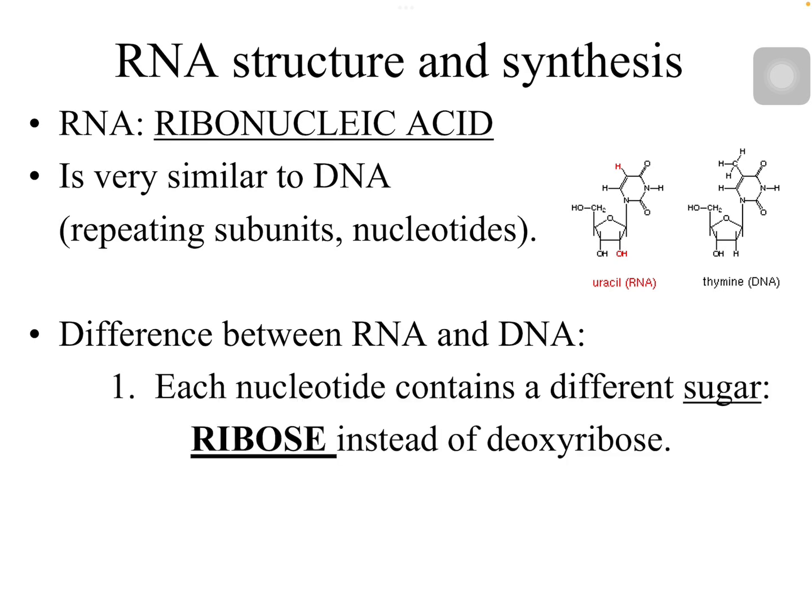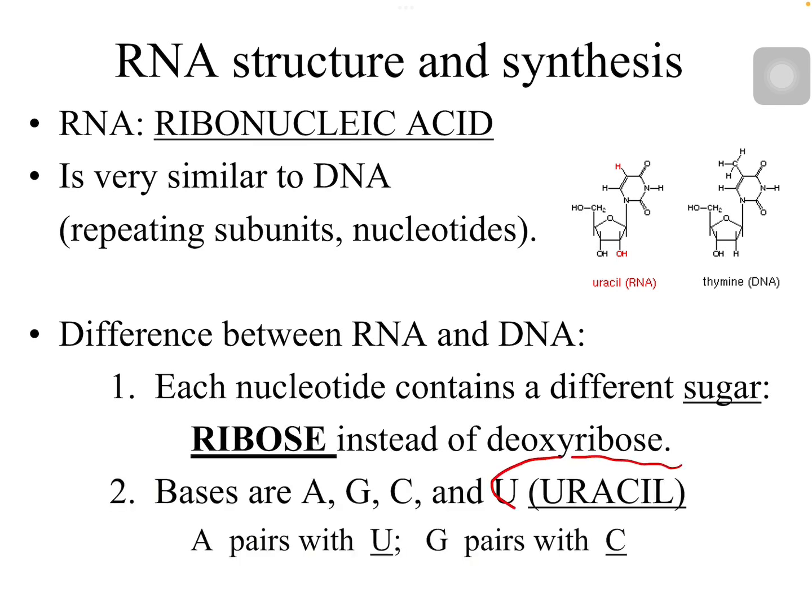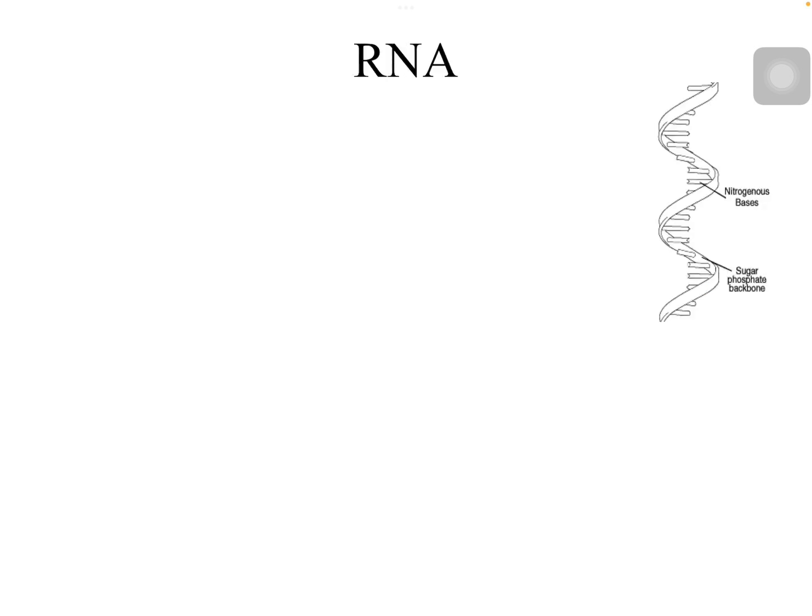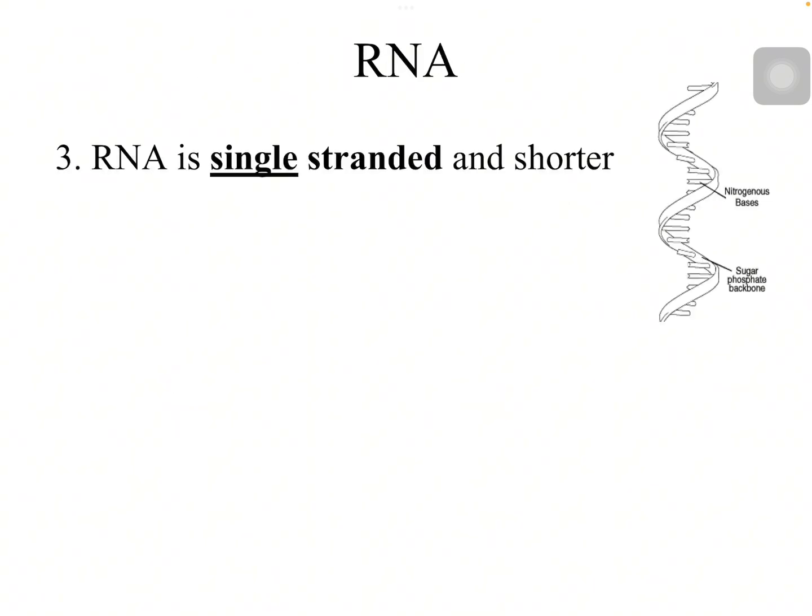So, ribose instead of deoxyribose, and of course the presence of uracil. As you notice, class, we have no thymine in RNA. Instead of thymine, in RNA we use uracil. Thus, our pairing would be A with U, and G with C. Remember that, because later we will have transcription. That is RNA, class. RNA is single-stranded and much shorter than DNA.